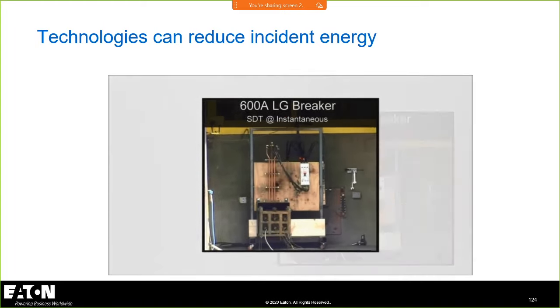Here is how a 600 amp molded case circuit breaker set to trip via its standard instantaneous function responded to a 5000 amp arcing fault at 480 volts. 3, 2, 1, 0. Next, let's take a look at the same test conducted on Eaton's 600 amp LG molded case circuit breaker in maintenance mode, which enables Eaton's arc flash reduction maintenance system. 3, 2, 1, 0.